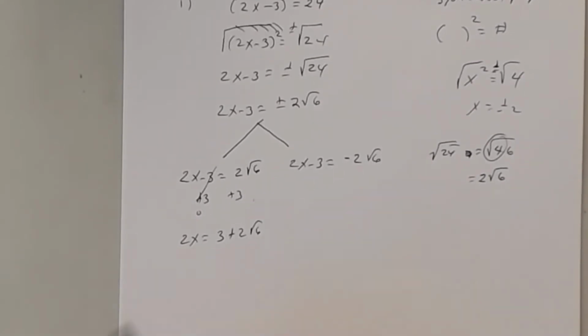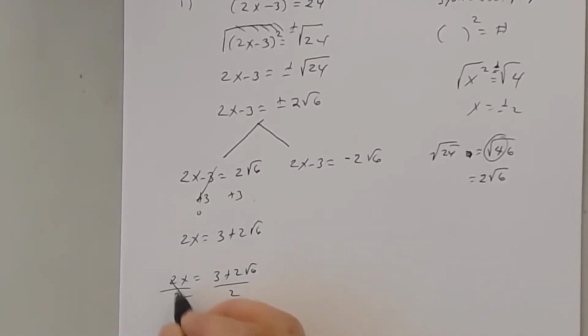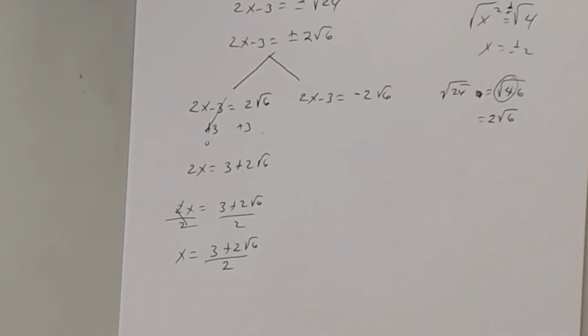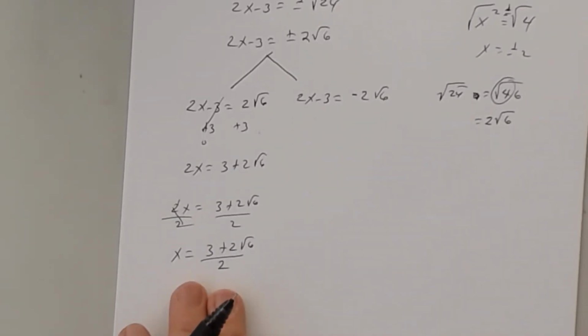And now how do you get x by itself? Divide both sides by 2. So your solution is x equals 3 plus 2 square root of 6, divided by 2. And leave your answer like that. Don't do anything else to this. You're done. So that's one of your solutions.